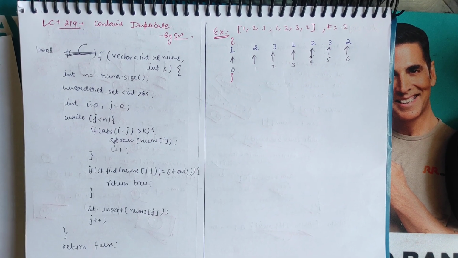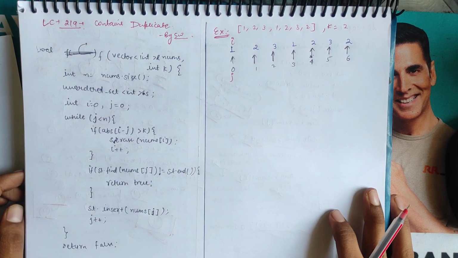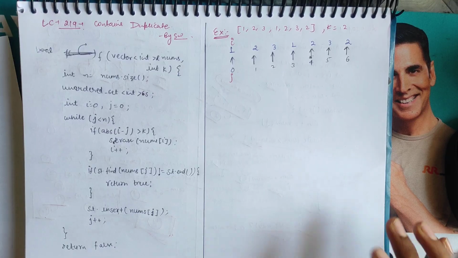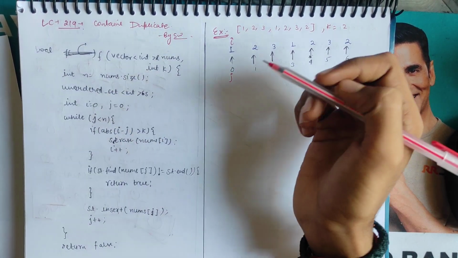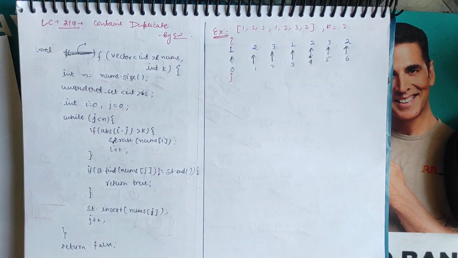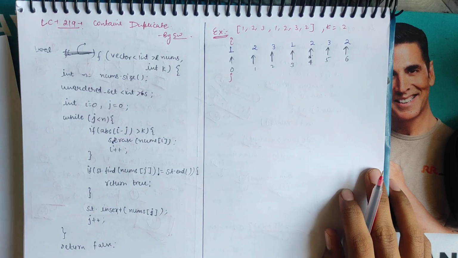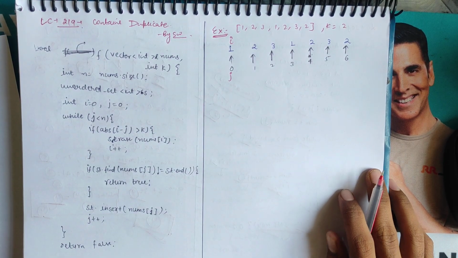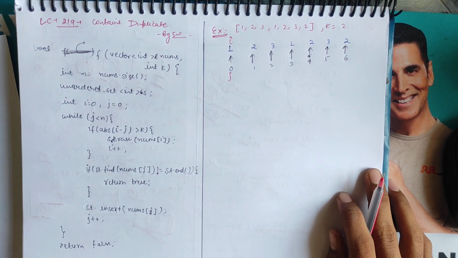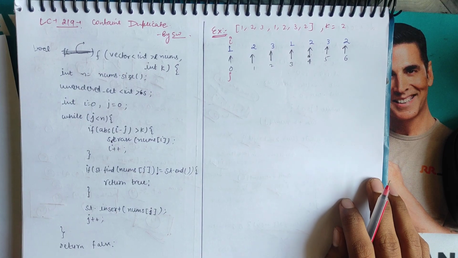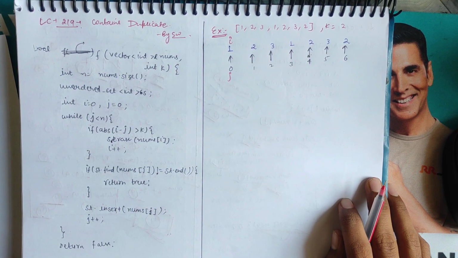Hello everyone. Now we are going to solve LeetCode problem number 219, Contains Duplicate. We will solve this problem by sliding window. This can also be solved with simple iteration and all, but if we solve it by sliding window, the time complexity will be very less.